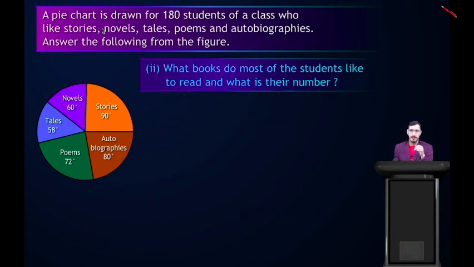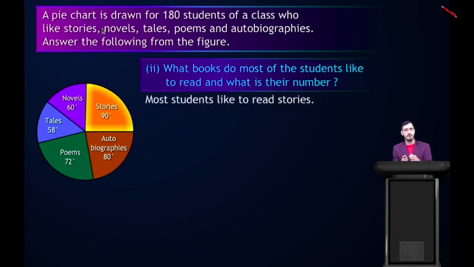Now the second question: what books do most of the students like to read and what is their number? Can you find this? You can see the maximum angle is for stories, 90°. So how can we find the number of students? Most students like to read stories, and the number of students is equal to what? Yes, 90 by 360 into 180.